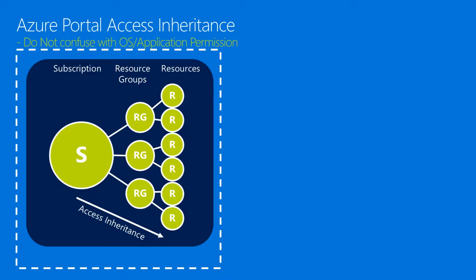As we mentioned, Azure portal access is inherited from the higher layer to the lower layers, from subscriptions to resource groups to resources. But all this setup is not by default. You have to use the service admin to set up the higher level permissions. Start from the service admin.